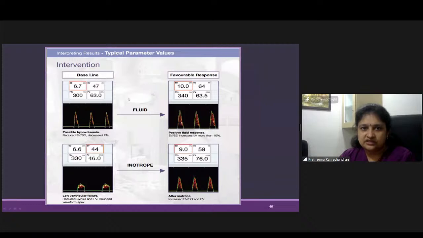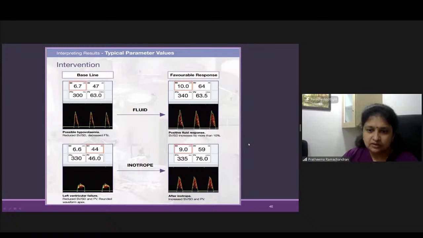How are we going to interpret? This is going to be the baseline. If we give fluid, and if the stroke volume increases, then it is going to be a favorable response. Yes, everything increases. We can see the FTC also getting increased. And we see the graph. So for this, the diagnosis is possible hypovolemia. So we give fluid and there is a positive fluid response. But in this, we can see that the flow is not very good. So the stroke volume is very, very low, and it's blunted. So when we start inotrope, we can see that the blunting effect is gone, and the flow is improved. This is how we see images on the monitor.